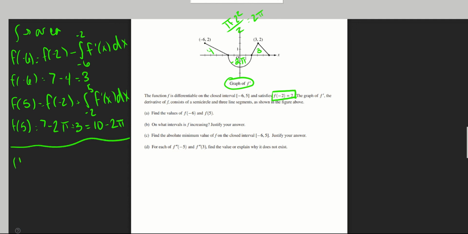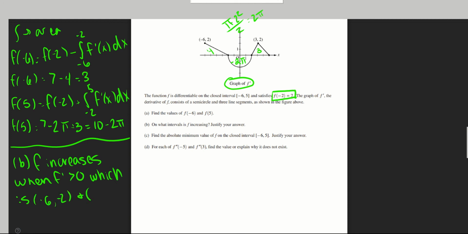Part B, we are trying to find where f is increasing. So we just need to remember with derivatives in general, f increases when f prime is greater than 0, which is, we're just looking for where it's above the x-axis. So that would be from -6 to -2 and from 2 to 5. And that's all we need for that part B.